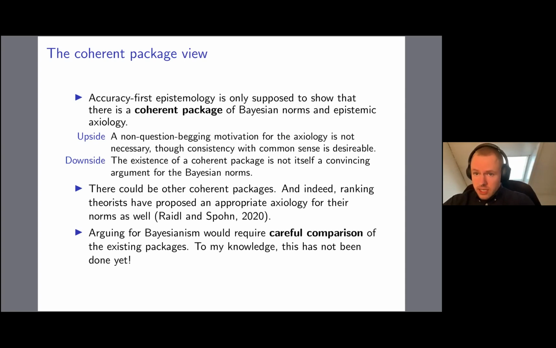That's an upside. The downside is obviously that the mere existence of such a coherent package is not itself a convincing argument for the Bayesian norms, right? Because there could be other coherent packages. And in fact, ranking theorists have proposed their own axiology that supports their own norms. So there are other coherent packages. If you want to give an argument for Bayesianism according to this coherent package view, this requires a careful comparison of the existing packages. And to my knowledge, this has simply not yet been done. So according to the coherent package view, accuracy first epistemology has not yet delivered a complete argument for Bayesianism.